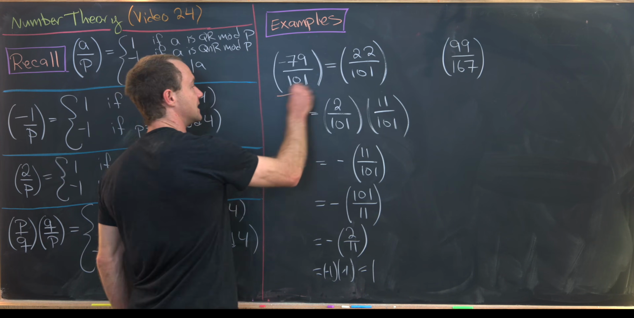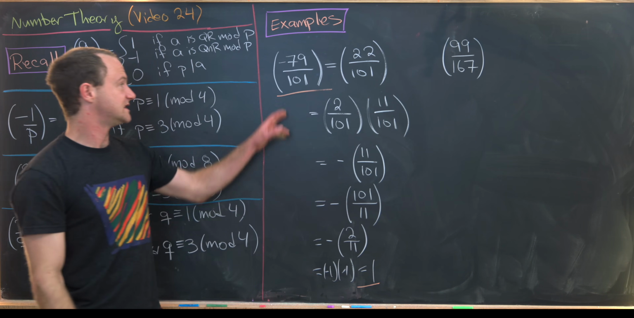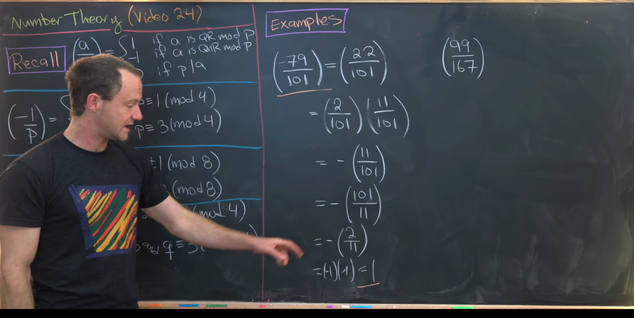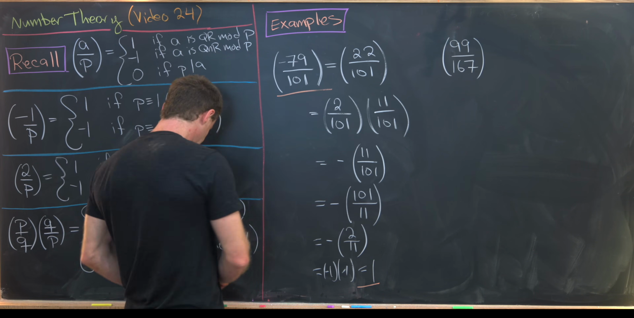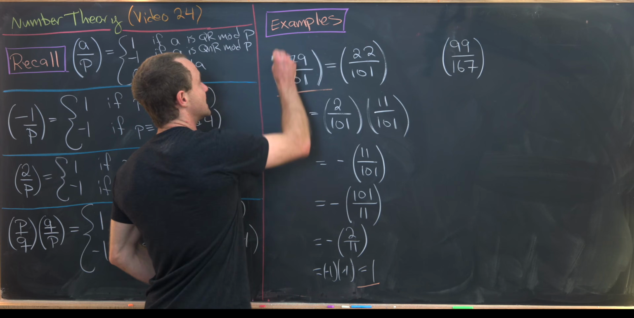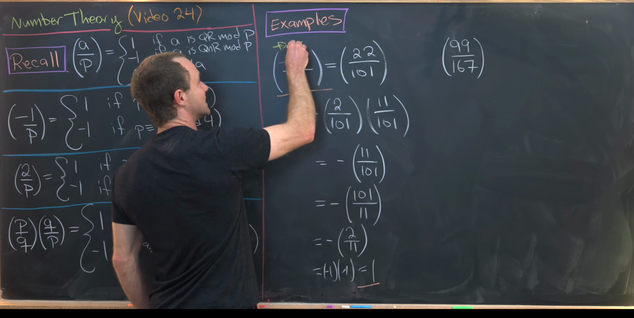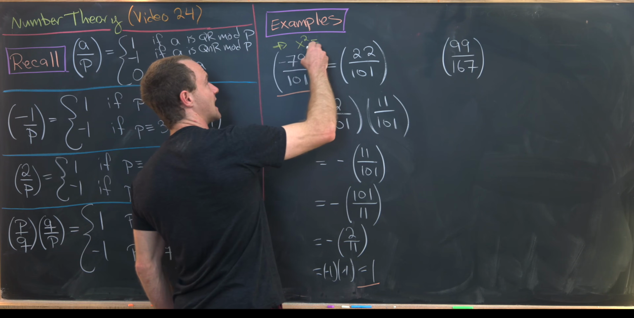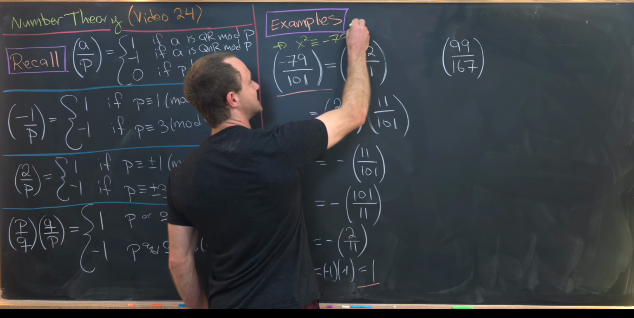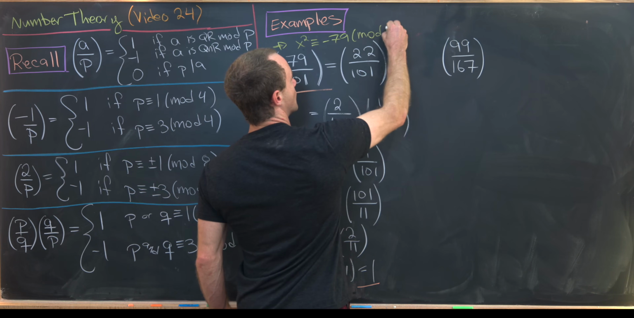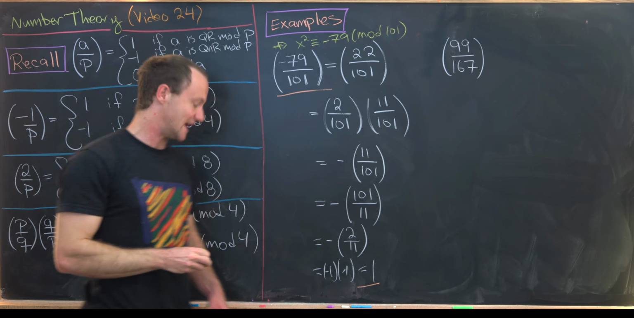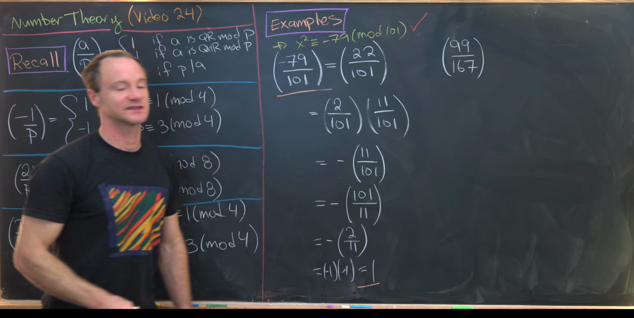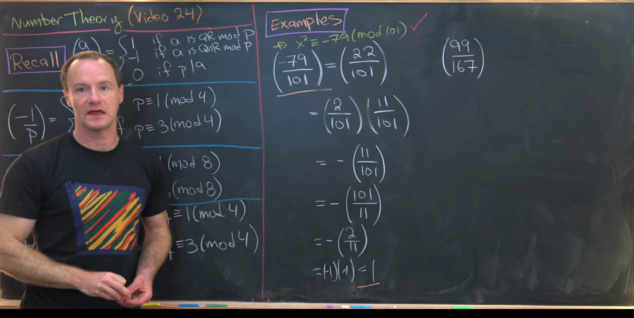So looking from the beginning to the end, we see this Legendre symbol minus 79 by 101 is equal to 1. So let's see what that really means. That really means that there is a solution to the following quadratic congruence. So x squared congruent to minus 79 mod 101 has a solution. I'll just put a little check mark next to this to mean that it has a solution. That's because we got 1 at the end.